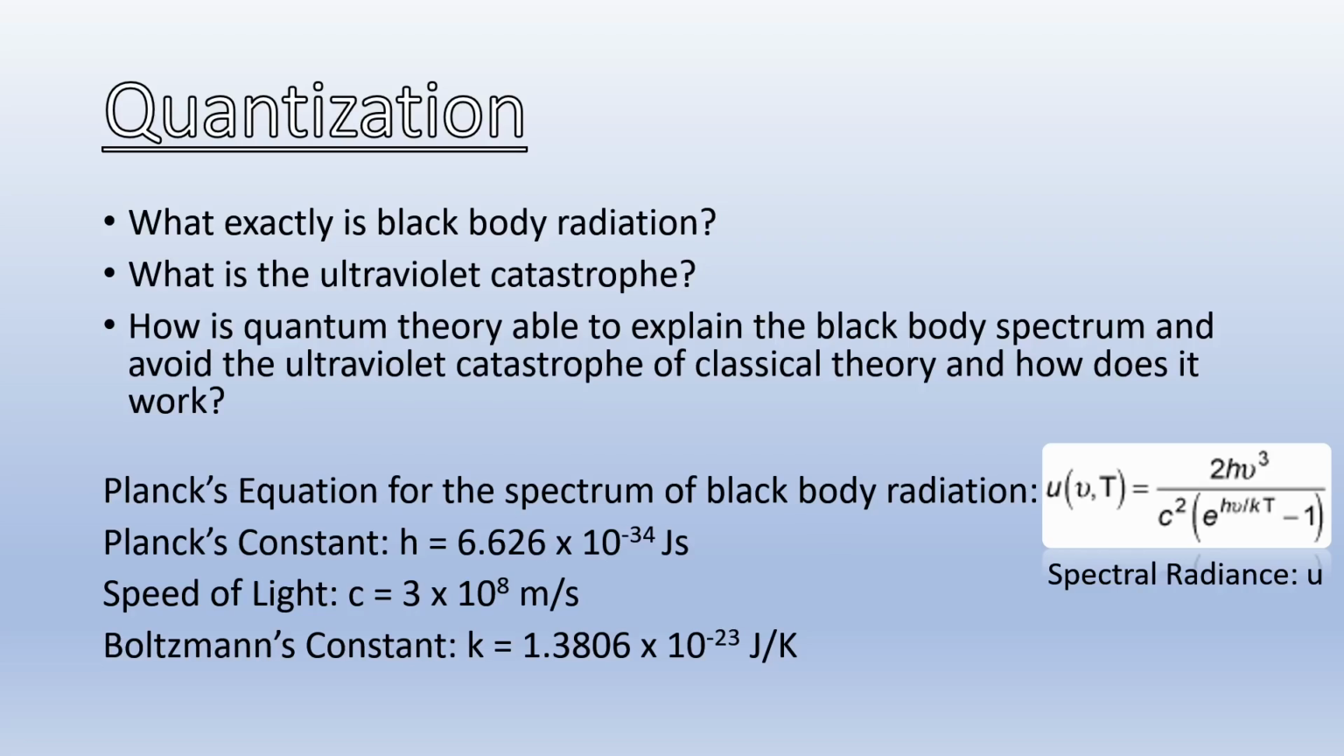So how is quantum theory able to explain the black body spectrum and avoid the ultraviolet catastrophe of classical theory, and how does it work? So Max Planck, who is one of the founding fathers of quantum theory, was able to explain the black body spectrum by proposing that the amount of energy that a light wave can exchange with matter was not continuous but discrete. Planck suggested that the energy was quantized, and he modified the Rayleigh-Jeans equation.